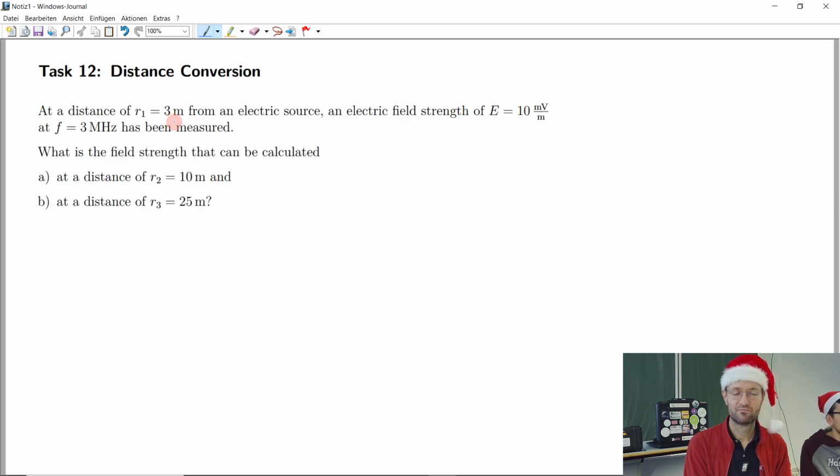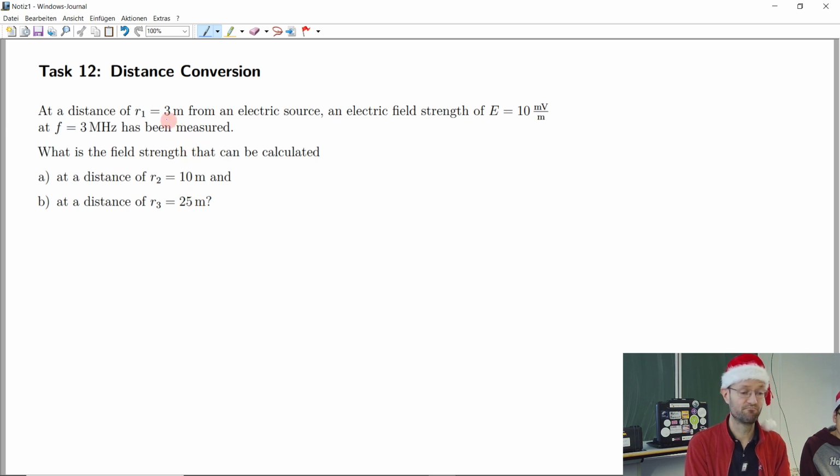Not really? So 3 meters, for example, is a typical measurement distance in anechoic chambers or semi-anechoic chambers. Also 10 meters. 25 meters is not so common. The more common one would be 30 meters then. And there are semi-anechoic chambers with 30 meter measurement distance. They are really huge. But 30 meters is more an open area test site distance.